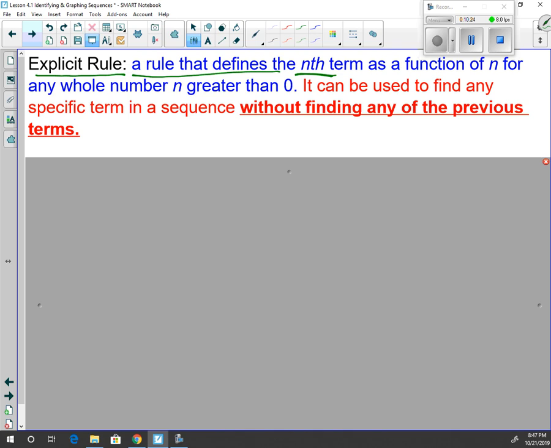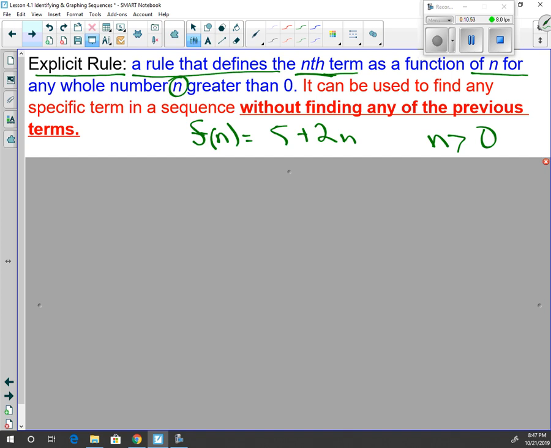It's a rule that finds the nth term of a function of n for any whole number n greater than 0. What that means is that if I have the function, same one as before, f of n is equal to 5 plus 2n, that means I'm only going to use values of n that are greater than 0, and they're only going to be whole numbers, right? So n can only be 1, 2, 3, 4, and 5.